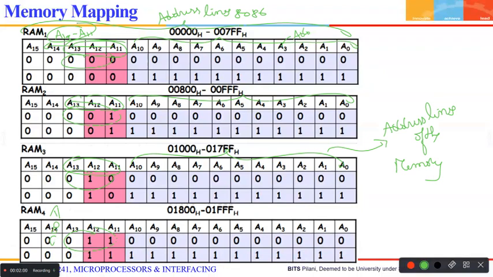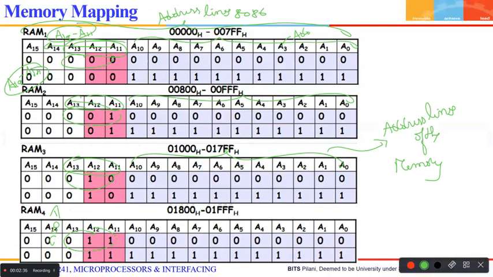Why can't these address lines be the select input? You can take A, B, C as the select input to the decoder, to select RAM 1, RAM 2, RAM 3, RAM 4. And the remaining A14 to A19, you can use for the chip select of the decoder.